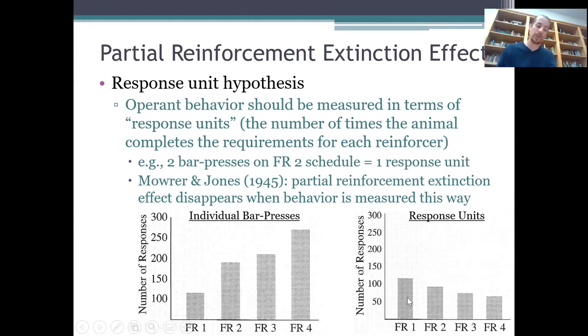Now, behavior actually looks like it's more resistant to extinction after continuous reinforcement, because that's where we saw the animals completing the most response units during extinction. And we get less and less resistance to extinction as we look at behaviors that were reinforced on thinner and thinner schedules. Okay. So to put it like your book puts it, partial reinforcement extinction effect is really just an illusion, according to the response unit hypothesis. Just a byproduct of the fact that in partial reinforcement, a response unit includes more individual responses than it does in continuous reinforcement. But change what you're analyzing from individual responses to response units, and again, voila, there's no more partial reinforcement extinction effect.